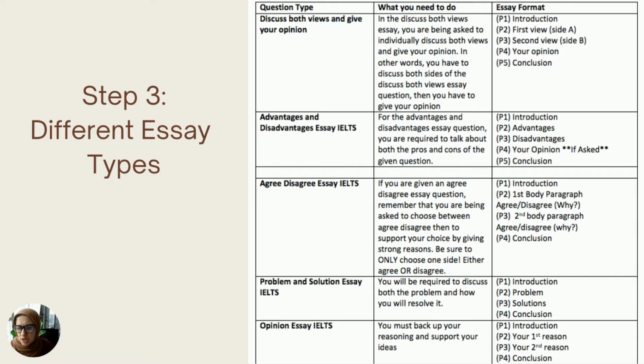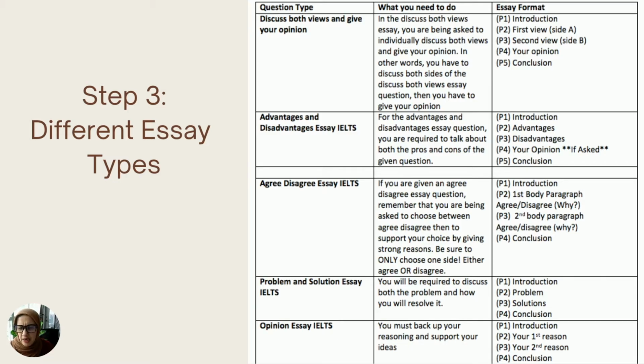Next, if you get a problem and solution type of essay, you need to discuss both the problem and how you would resolve this issue. And the essay format for this type of question would be an introduction, the first paragraph. Paragraph 2 would be the problem. So you elaborate on the problem, you discuss it in the second paragraph. Paragraph 3 would be the solutions, and paragraph 4 would be a conclusion.